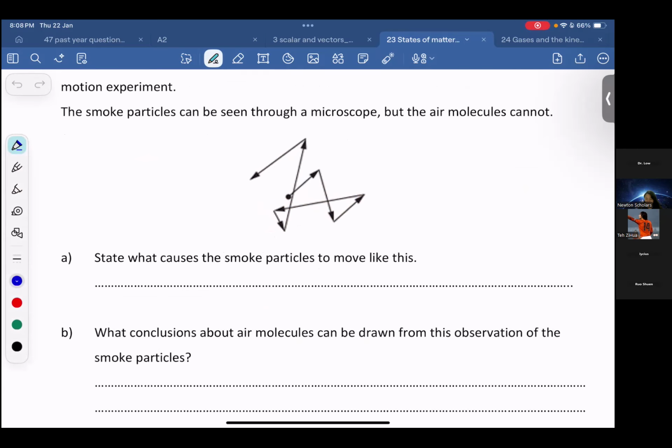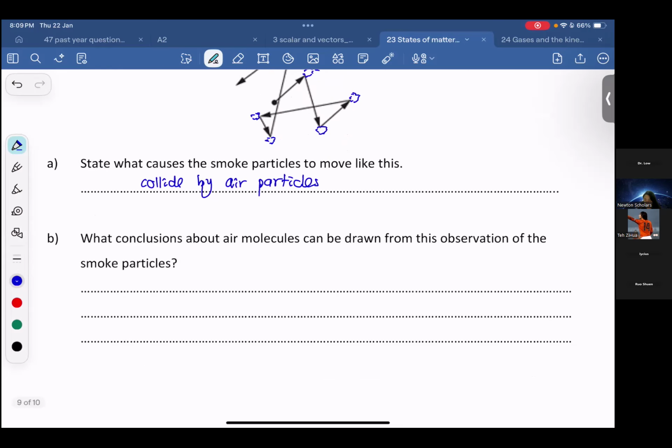The answer is because they are collided with by air particles. That's why they change direction. Actually, we cannot see them, but here is an air particle, here is an air particle, here is an air particle. When they collide with the particles, they change direction. All of this cannot be seen now. This is part A. How does the smoke move? Randomly and in a zigzag path.